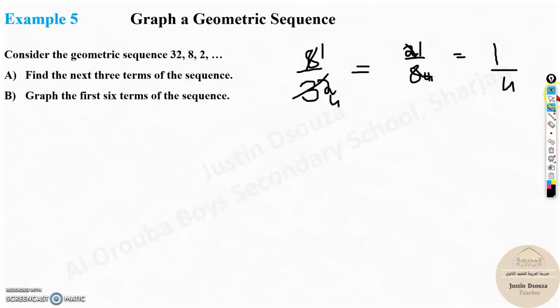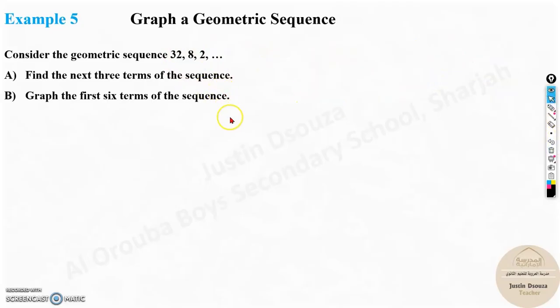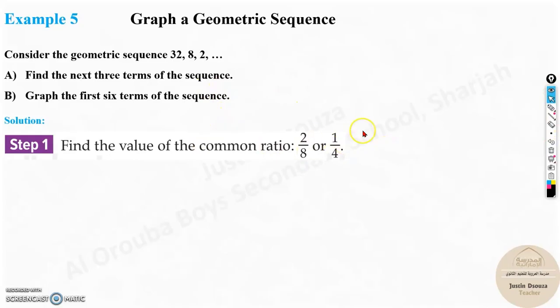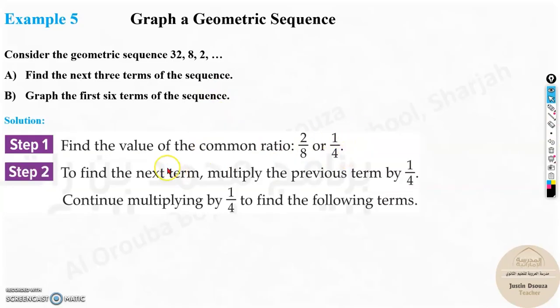So we know the common ratio is 1/4, or a quarter. So that's the common ratio. And then we need to find the next three terms. Keep multiplying by 1/4, a quarter of 2, and so on, and you will get the answers.